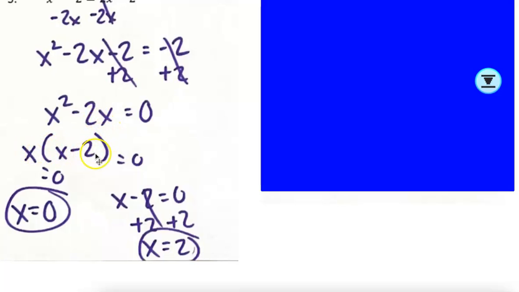Once you have factored, you are going to set them equal to 0. The first one is just x equals 0, so that's your answer. This right one, you would have x minus 2 equals 0. Again, switch your sign if in parentheses to solve.